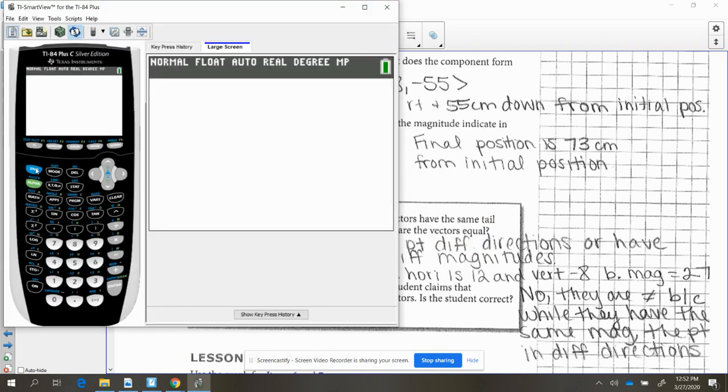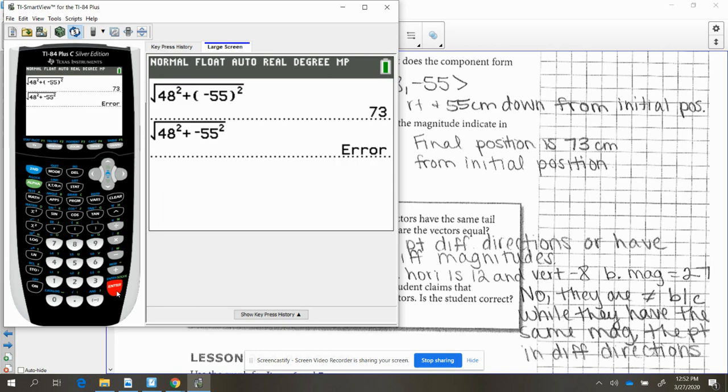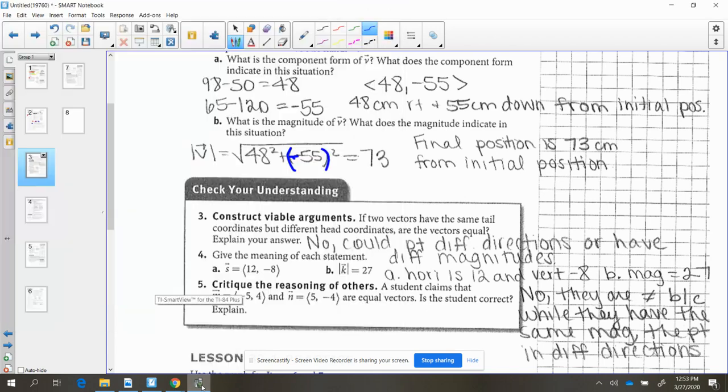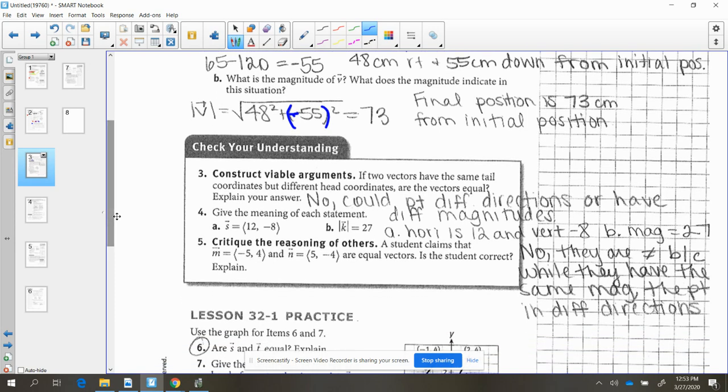So for instance, on this one, the correct answer is going to be the square root of 48 squared plus parentheses negative 55 squared. If you do not type this in with parentheses, so let's say we just do 48 squared plus negative 55 squared, notice that answer is, first off, not even real. It's not even going to give us an answer in this particular problem, but it's incorrect. So just keep that in mind moving forward. That's the major thing I saw going on with some of your exit slips on these types of problems. Okay, and that was this first part here.